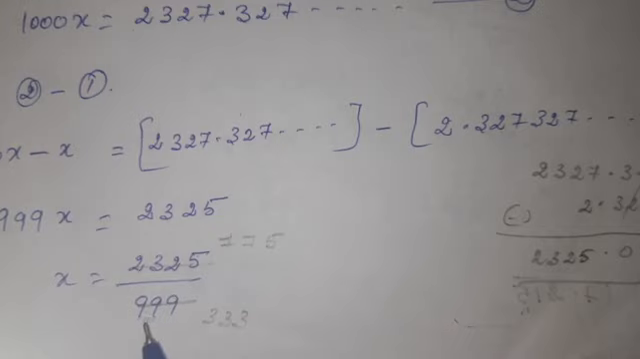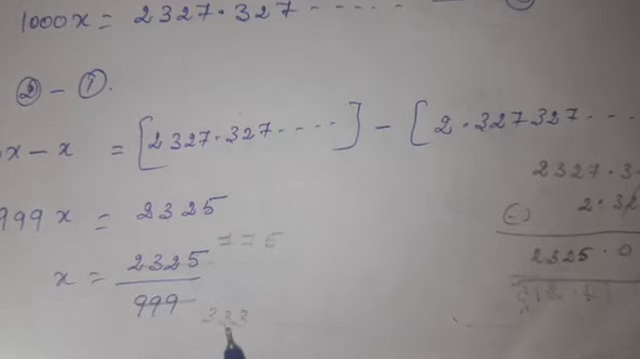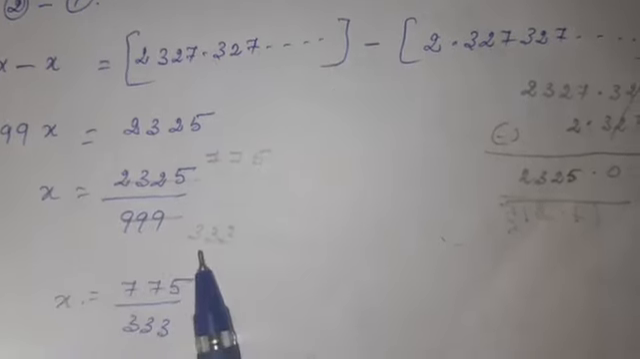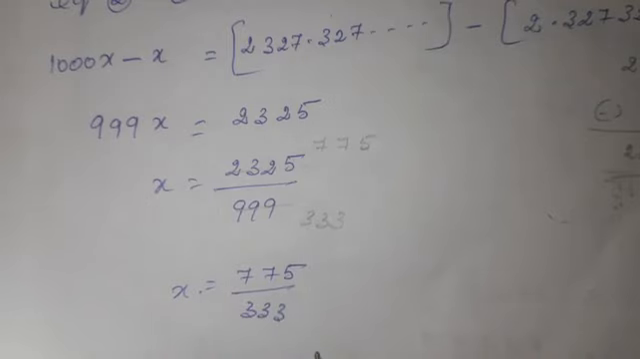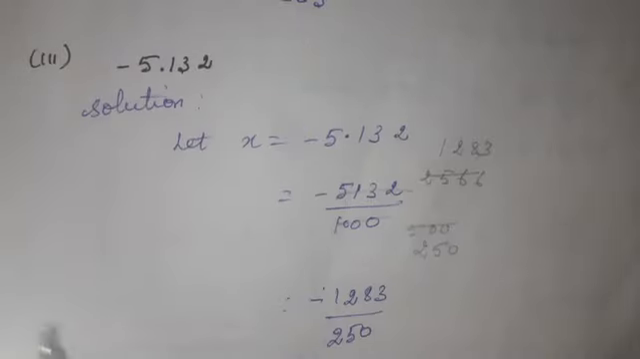When you cancel it, this one is the 3 table. 3, 3, 3. That is 9, which is 3 times. So 333. Therefore our answer is x is equal to 775 divided by 333.